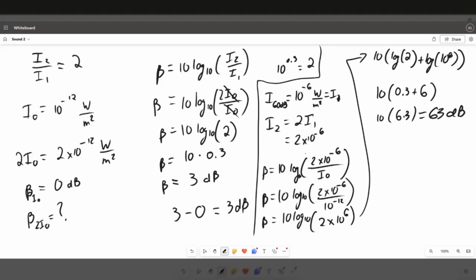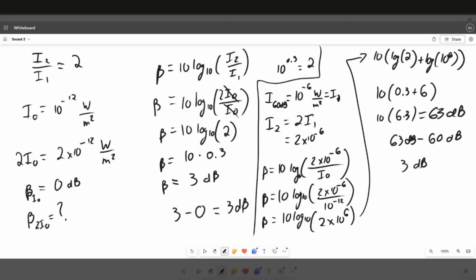And we said the normal human conversation was 60 decibels. So 63 decibels minus 60 decibels gives us 3 decibels. So if you want to find the difference in decibel level between any two sounds where one is 2 times bigger than the other, it's always going to be a difference of 3 decibels.